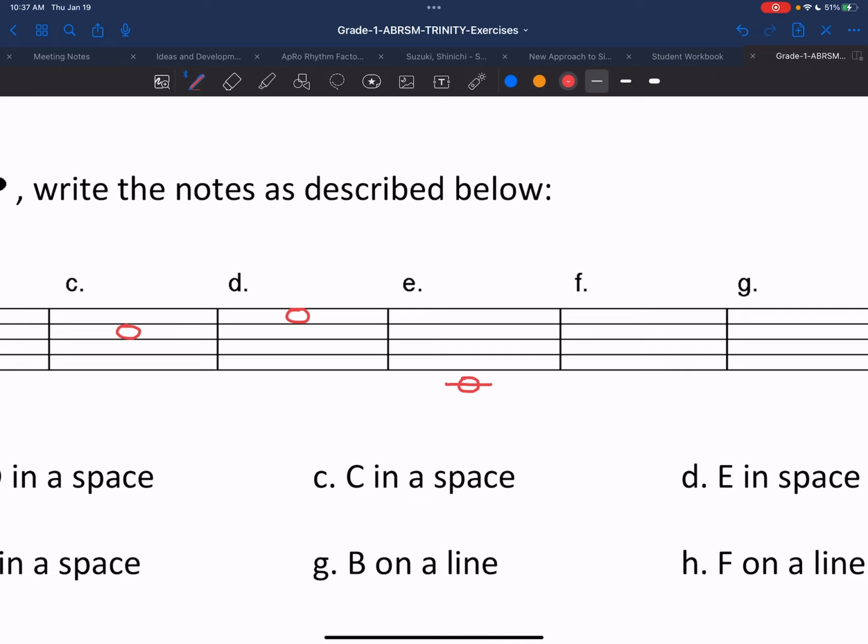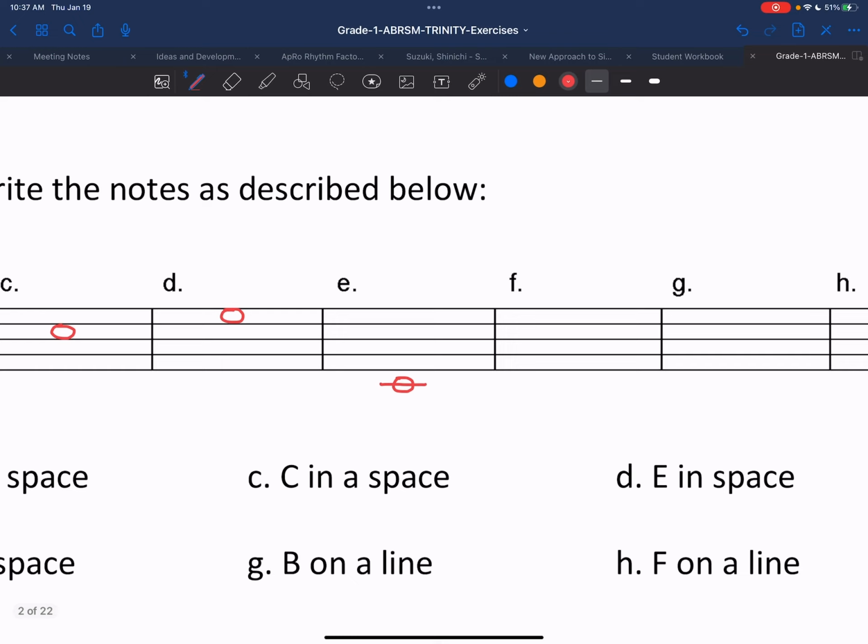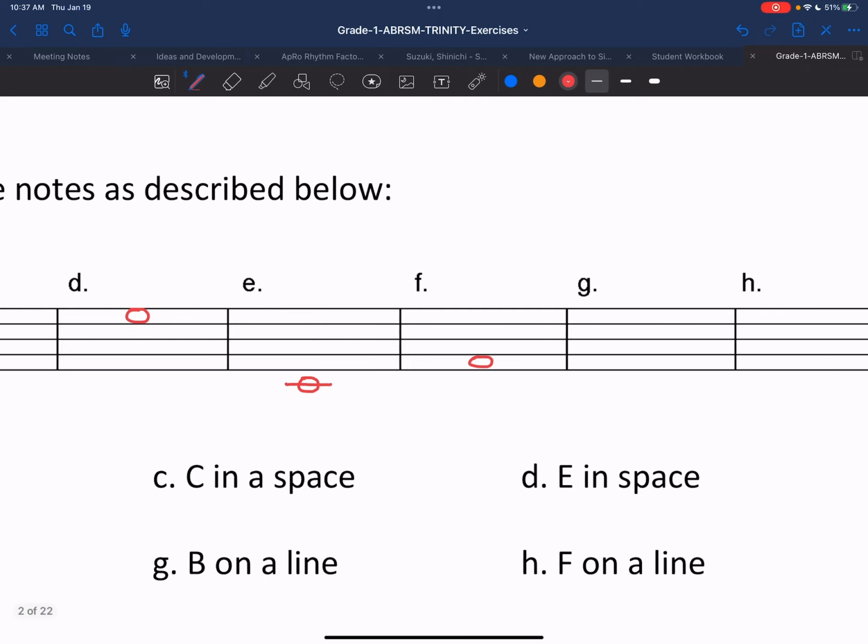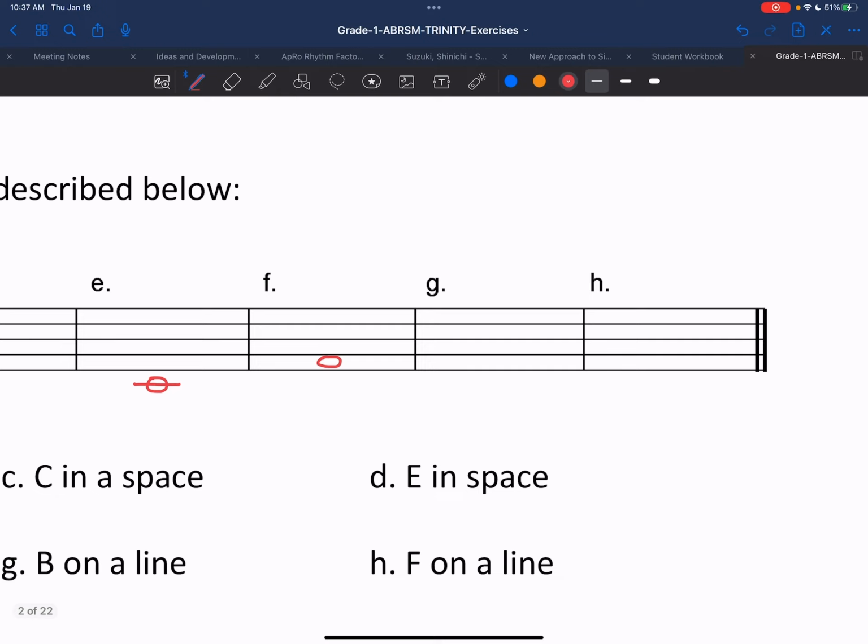Next one, for letter F, we need F in a space. So we'll draw F in a space, the first space F. For G, it says B on a line. That is our middle line, third line B. And finally, H says F on a line. So for H, we'll draw our top line, fifth line F. And there we have it.